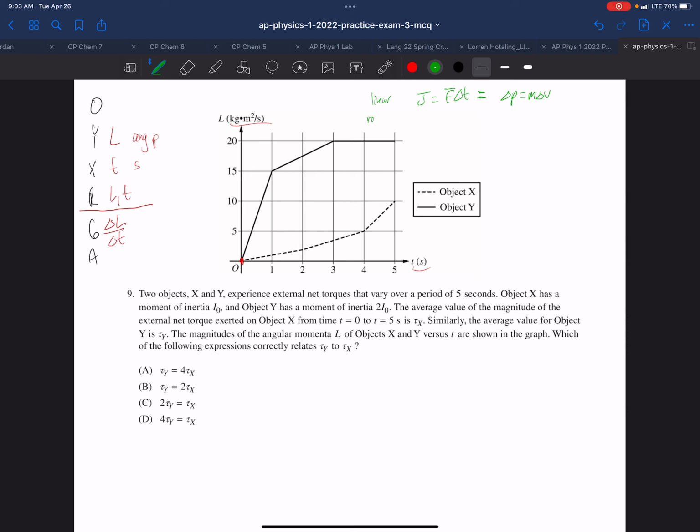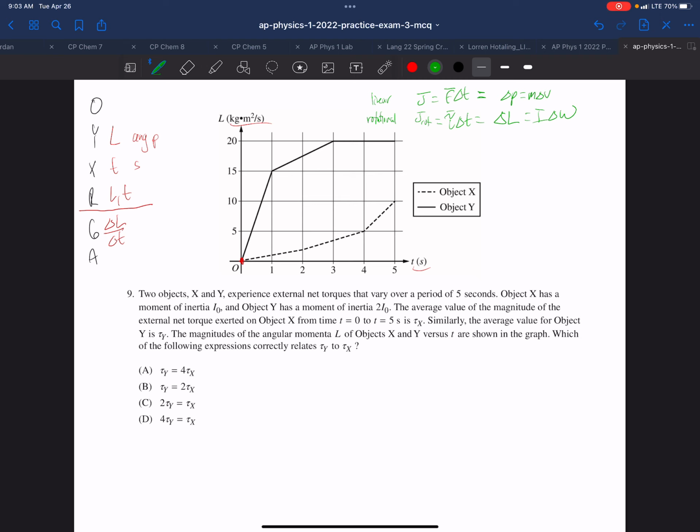Now we can go to our rotational equivalent. We have our angular impulse. Now, instead of it being forces, we have torque. So the average torque times the change in time will equal the change in angular momentum, which is equal to the moment of inertia times the change in angular velocity.